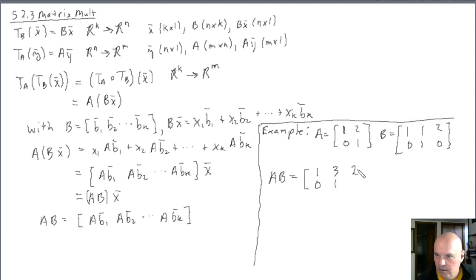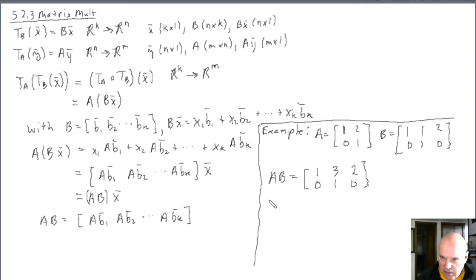That's 2 here. And then 0, 1 times 2, 0. That's 0 there. Okay. And so this is a way to multiply two matrices.